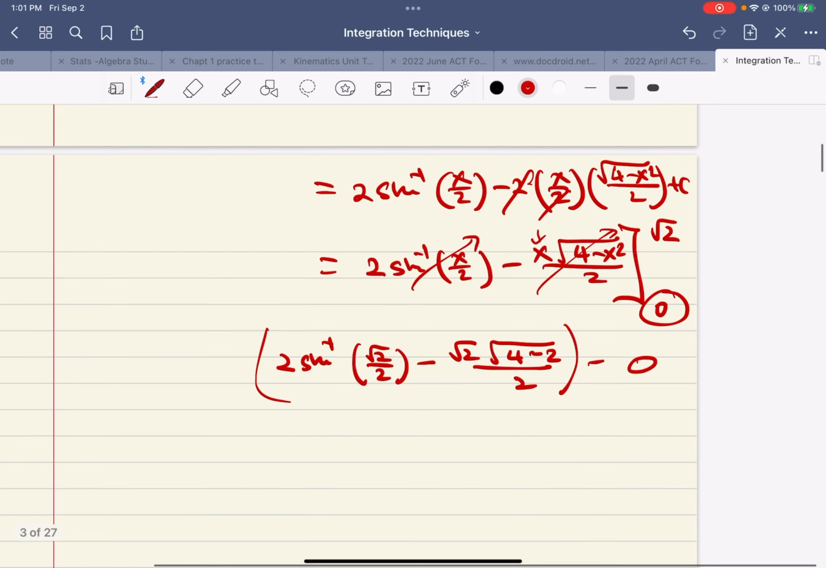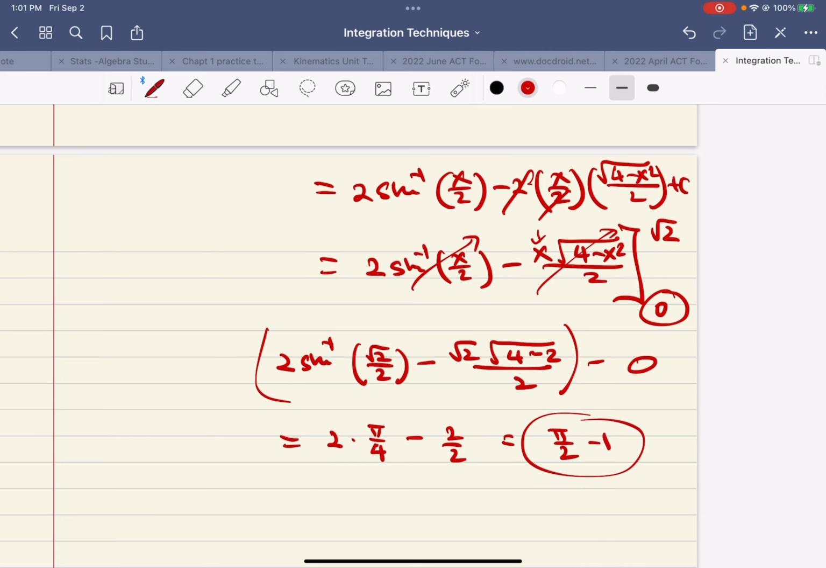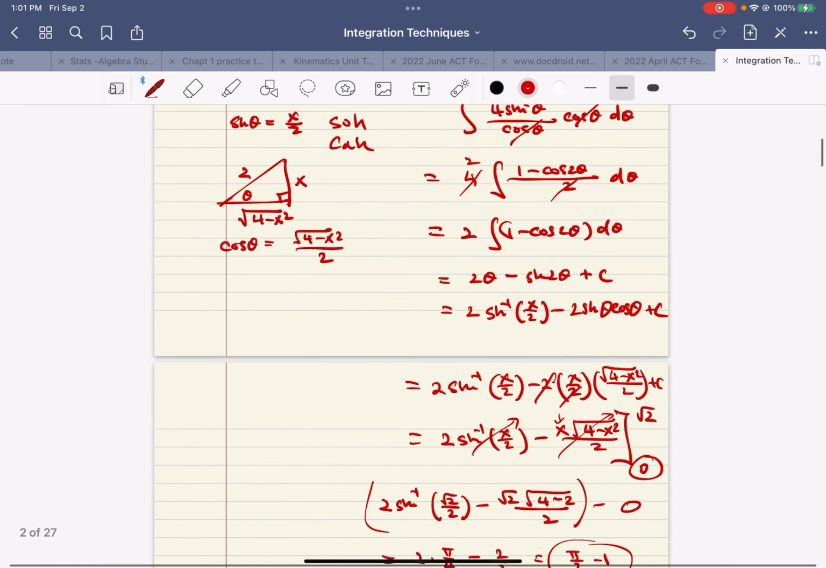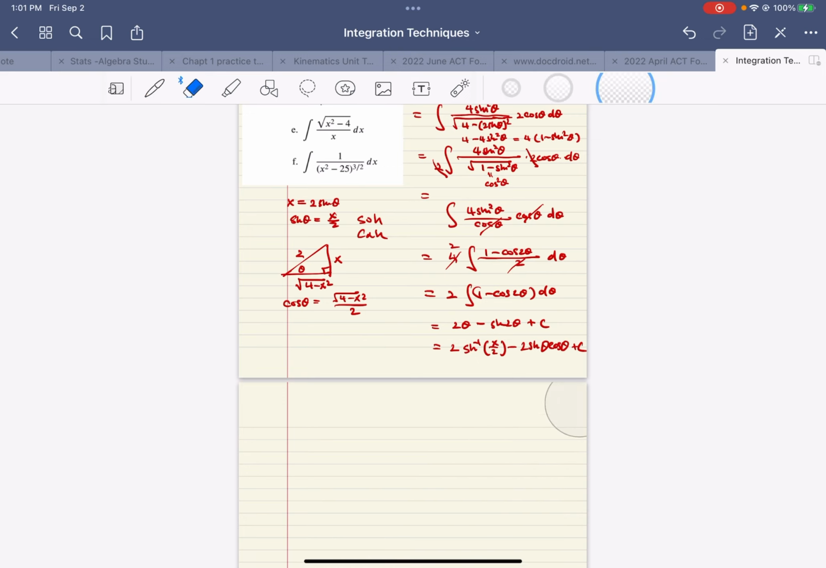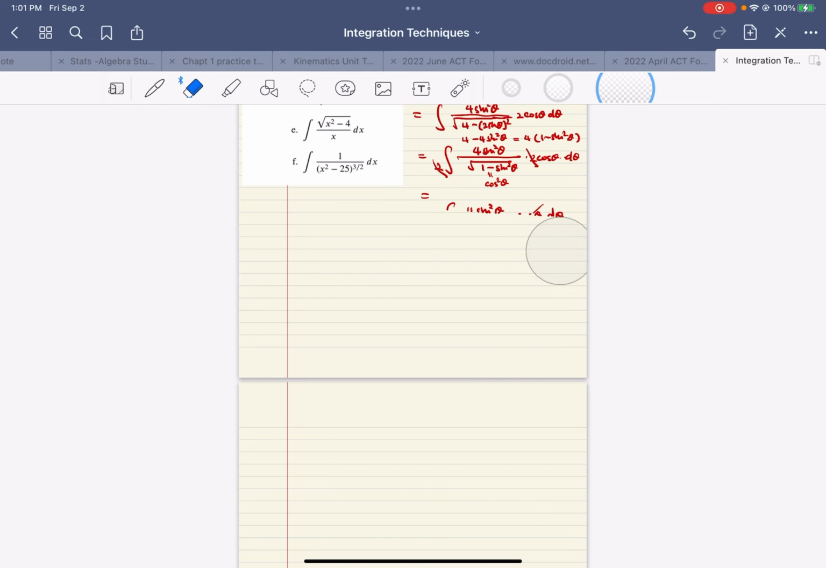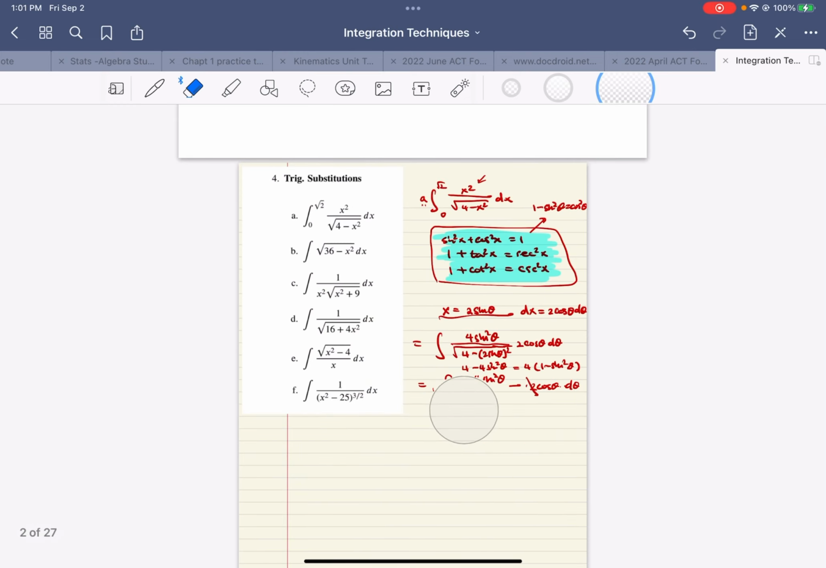So here, 2 times, what is the inverse sine of root 2 over 2? That's pi over 4. Pi over 4 minus root 2 times root 2 is 2, so 2 over 2, which is 1. So pi over 2 minus 1 will be your final answer for that problem. It's pretty long. So with this definite integral, you have to plug it in. Now next one. Make sure you draw a triangle and then you can find the other trig functions in terms of x.